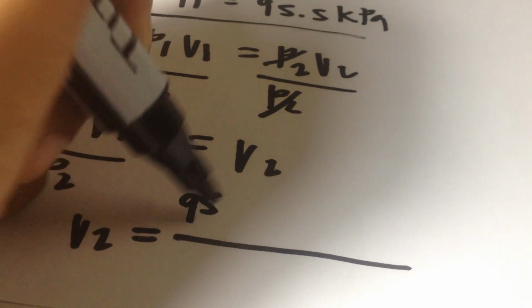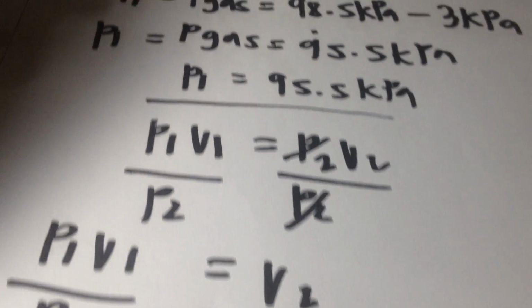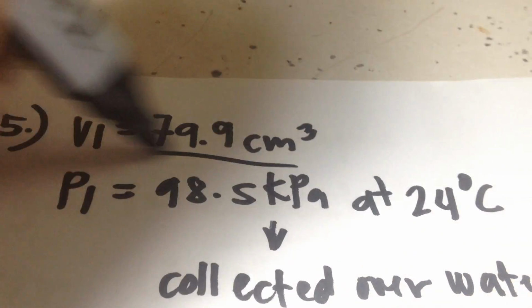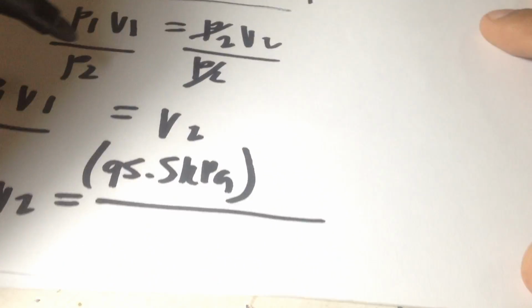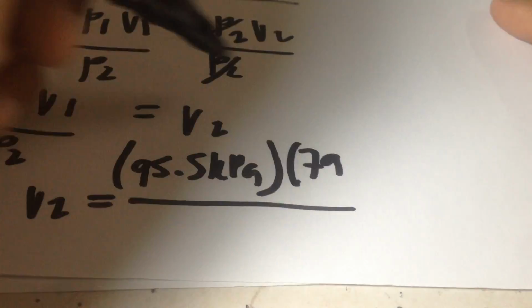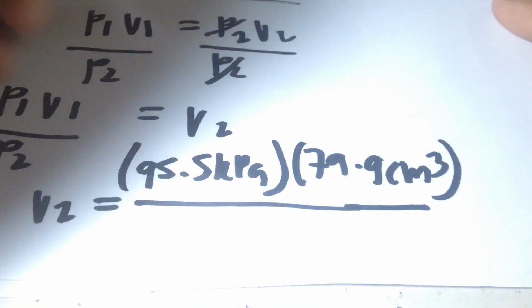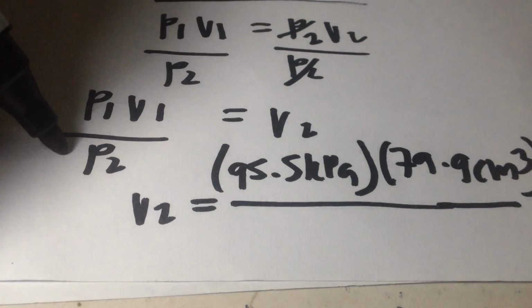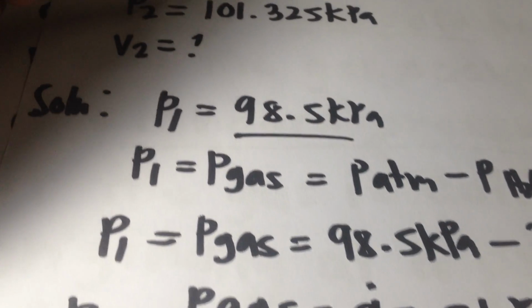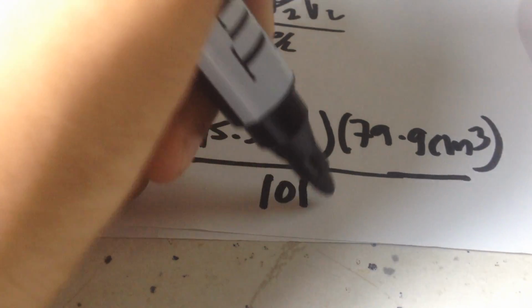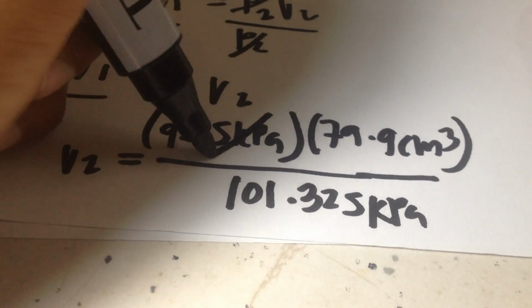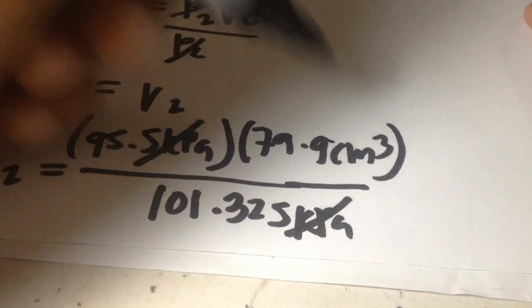So 95.5 kilopascal times the volume 1, which is 79.9 cubic centimeter, divided by the pressure 2, which is 101.325 kilopascal. So you need to cancel out the kilopascal. On the left is cubic centimeter.